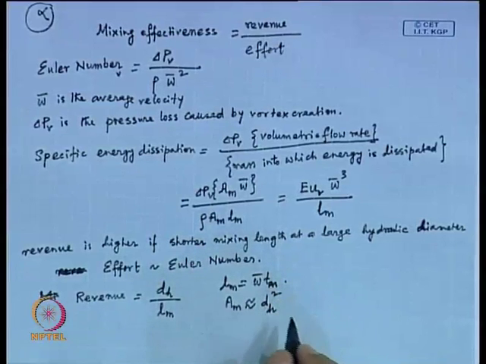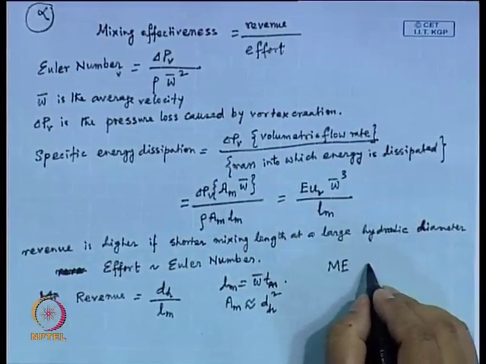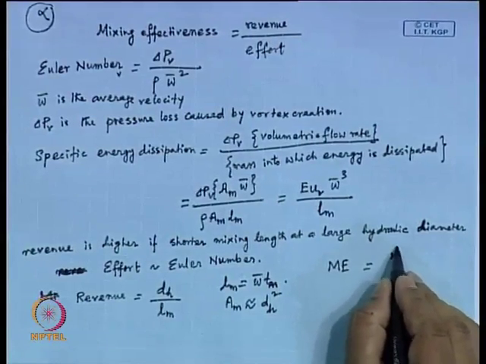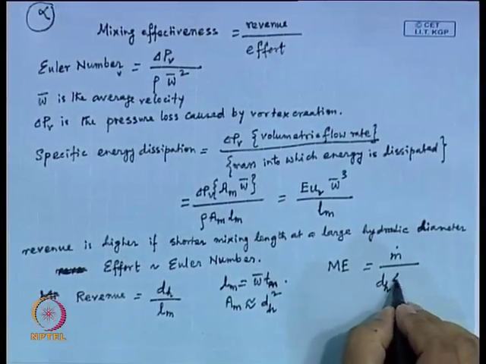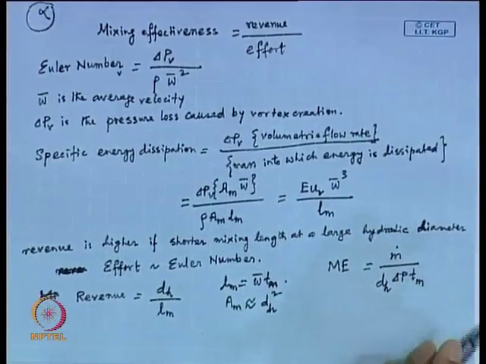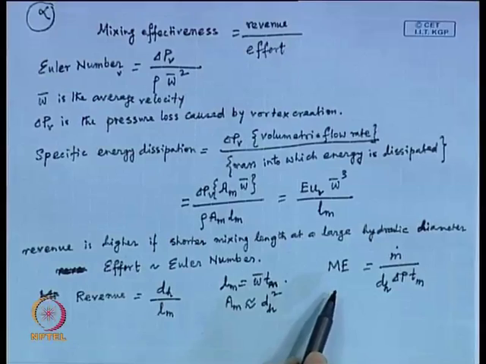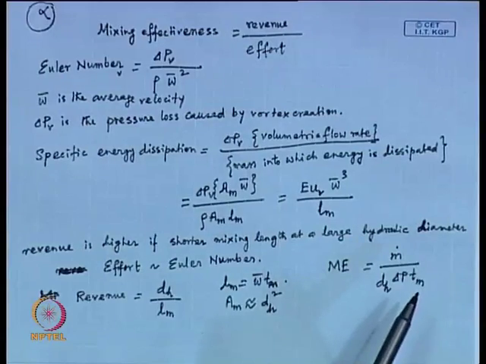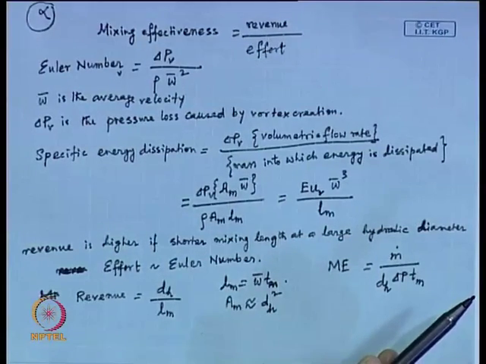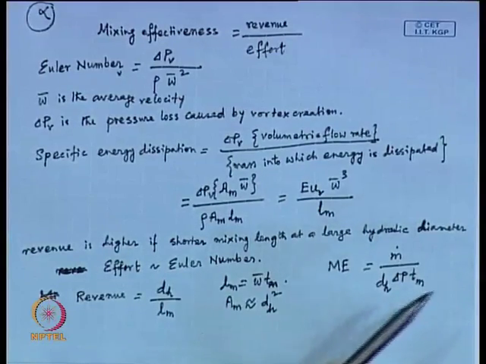So, in that case, T m is the mixing time and W bar is the average velocity. So, mixing effectiveness, this M e, is defined as m dot, the mass flow rate, divided by hydraulic diameter, delta P into T m. Okay. So, this is what you define as mixing effectiveness. In some cases, they multiply a Reynolds number to this, but I am not getting into that. Let us focus on mixing. This is a standard way of thinking about mixing effectiveness.